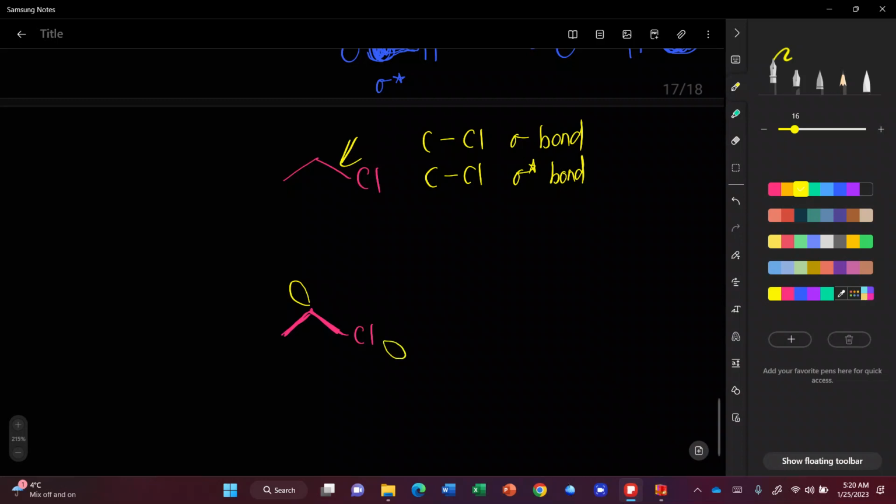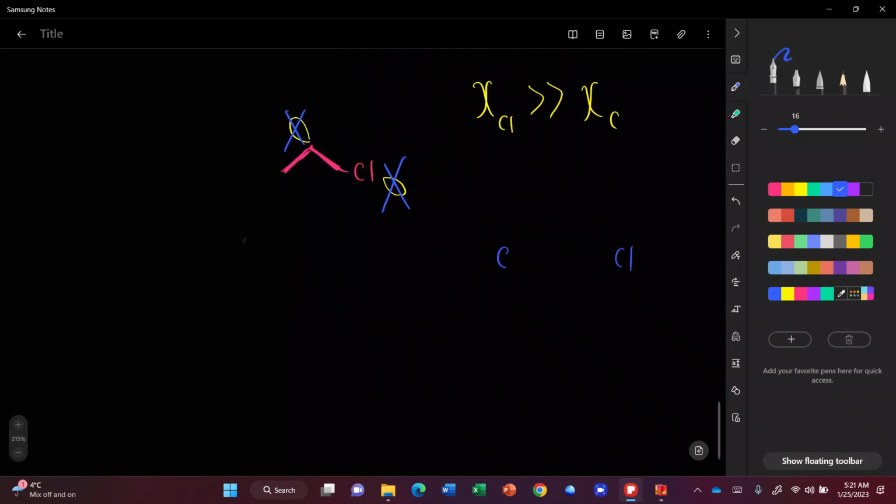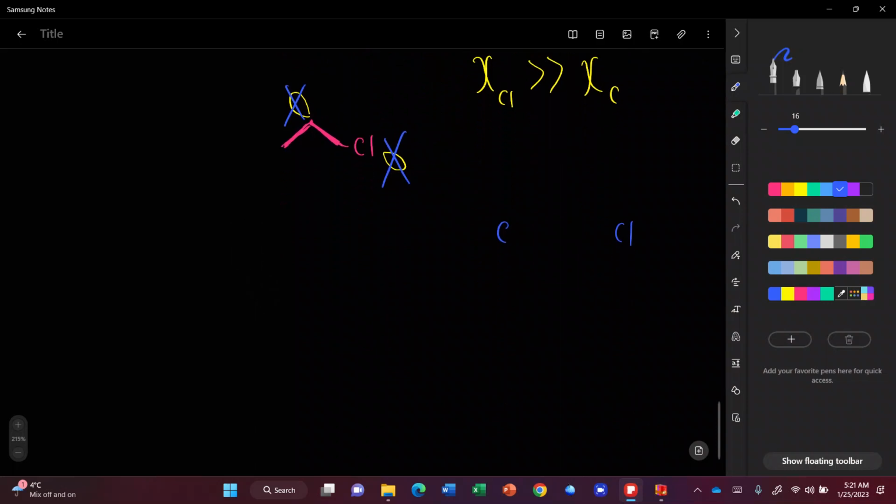But again, hopefully you guys know that the electronegativity of chlorine is much, much greater than the electronegativity of carbon. And because of that, you actually wouldn't draw the lobes of the orbitals as the same. So remember, if I have carbon right here and chlorine right over here, chlorine is more electronegative. That means that chlorine's orbitals are going to be maybe down here, and carbon's orbitals are going to be maybe up here.